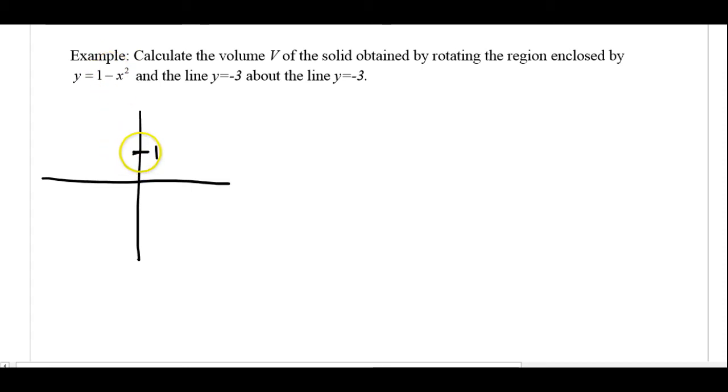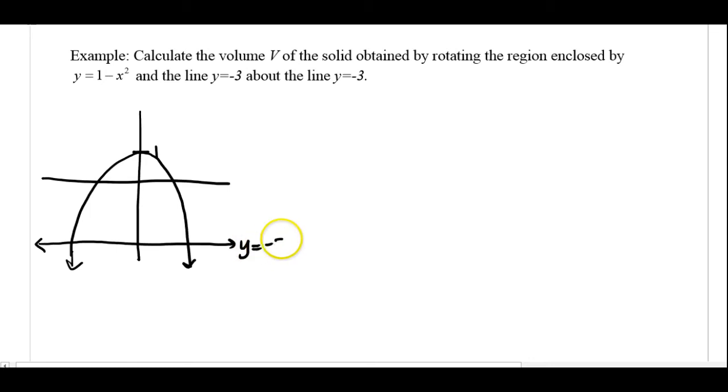So I'm going to have this downward facing parabola here. And it should be symmetrical. It's not perfect. So here's my downward facing parabola, and then the line y equals -3. So y equals -3 is a horizontal line at -3. So here's y equals -3. Here is y equals 1 minus x squared.